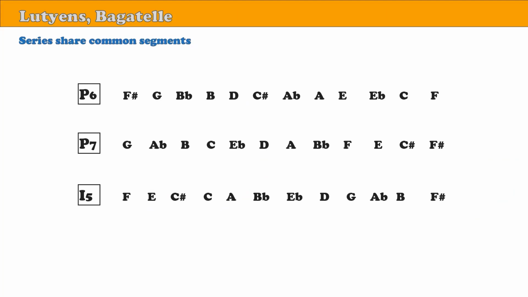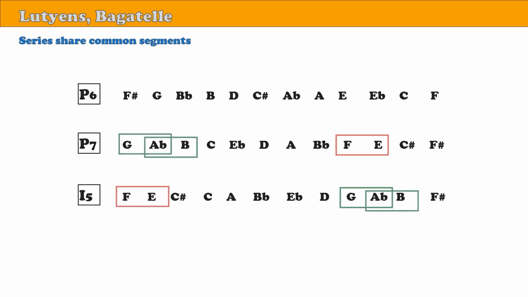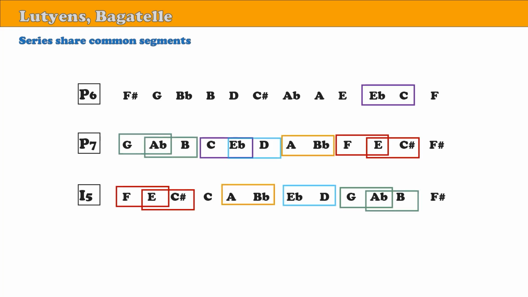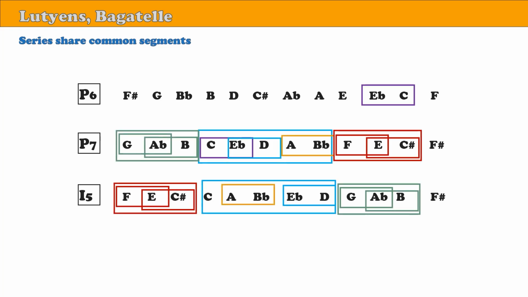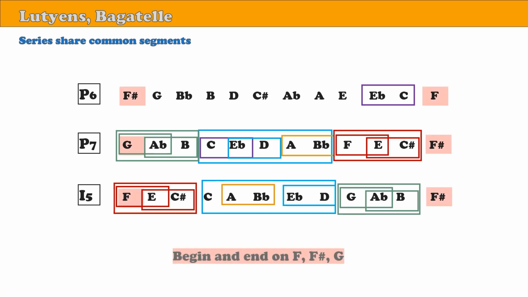We've considered the hexachords and trichords. Now let's go back to the series and consider individual tones and intervals. The three series forms share common segments of various lengths. They all also begin and end on F, G sharp, or G, F, F sharp, or G.